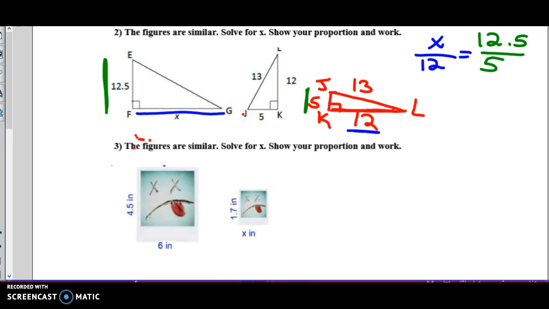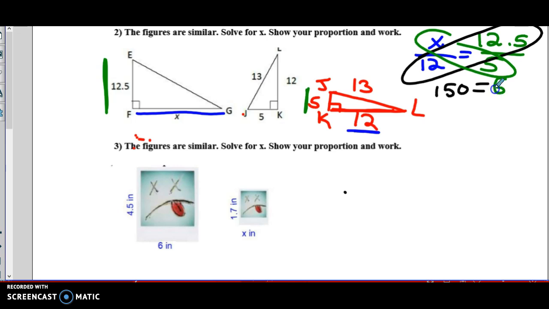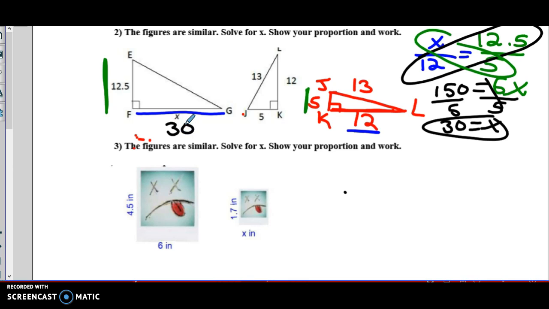Now I just need to cross multiply and solve my proportion. When I multiply 12 and 12.5, that gives me 150. And when I multiply x and 5, that's 5x. Now I just need to solve my one-step equation and divide both sides of the equation by 5. That lets me know that the measure of the missing side is 30. So side FG is 30. I encourage you to pause the video and try the remaining examples on your own, then play the video to check your solutions.